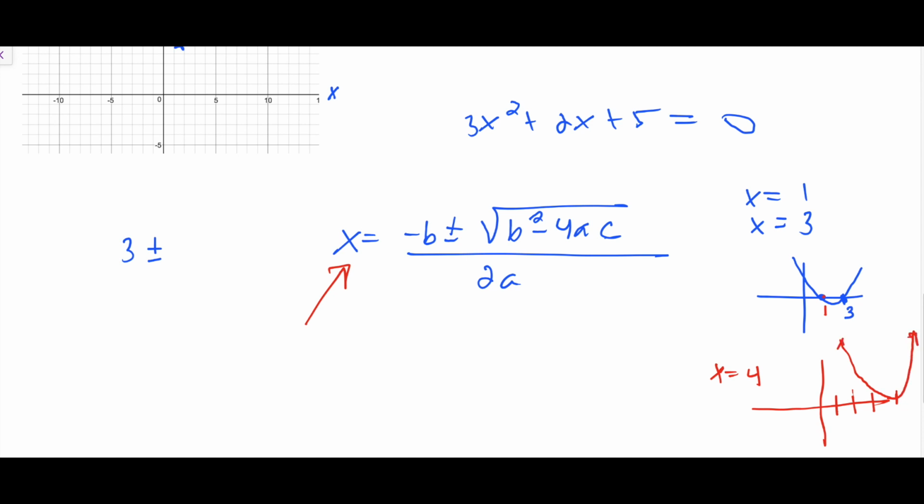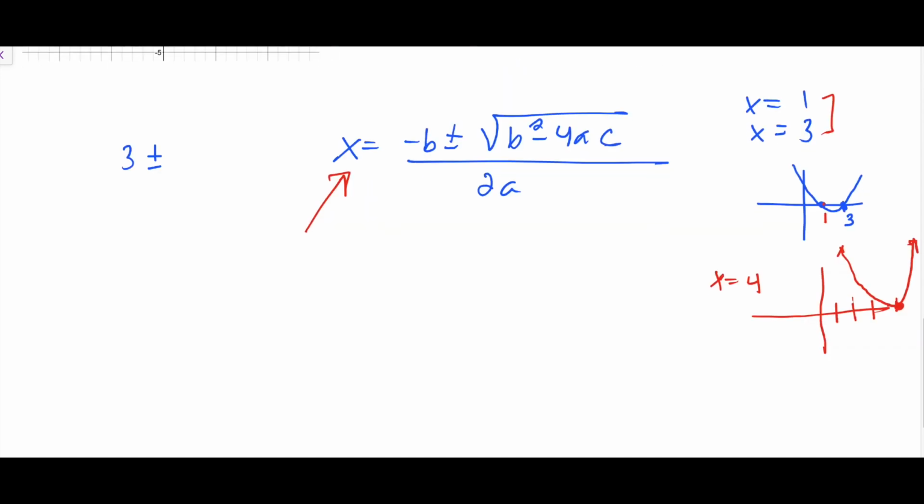You see? So how many x-intercepts are here? 1. How many are here? 2. So that's why we got two answers here. That's why we got one answer there. But sometimes you'll get no solution.